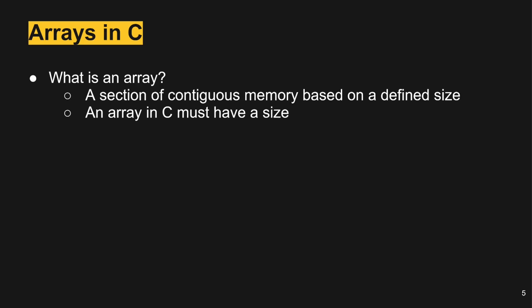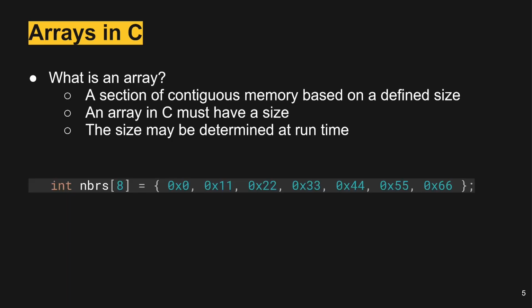Any array in C must have a size associated with it, and that size can be dictated by the declaration of the variable or by the definition when a value is set to it. We'll see how that works in a second. And the size may also be determined at runtime, so you could perhaps calculate something and then put the size in there at runtime.